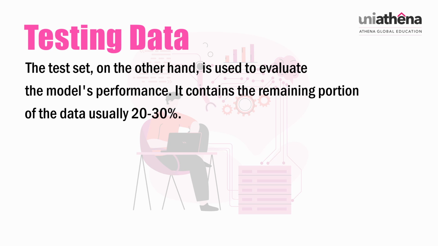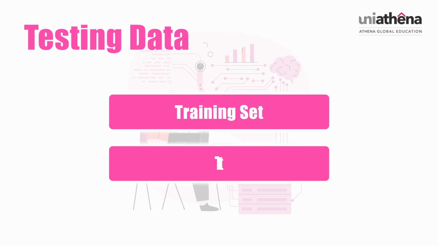The primary purpose of splitting the data into training and testing sets is to assess how well the trained model performs on unseen data. If the model performs well on the test set, data it has never seen during training, it's an indication that the model generalizes well and can make accurate predictions on new, unseen data.